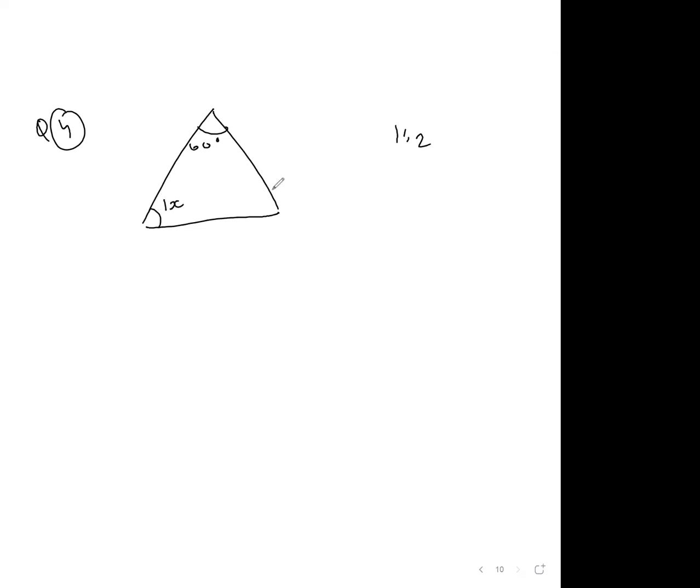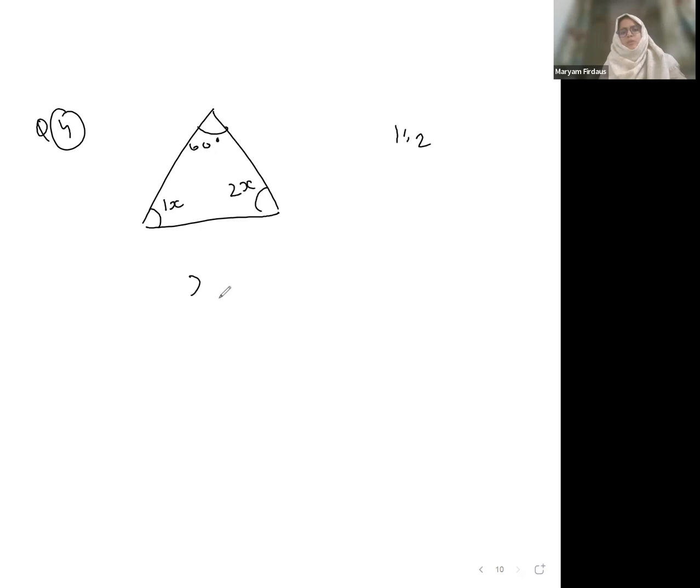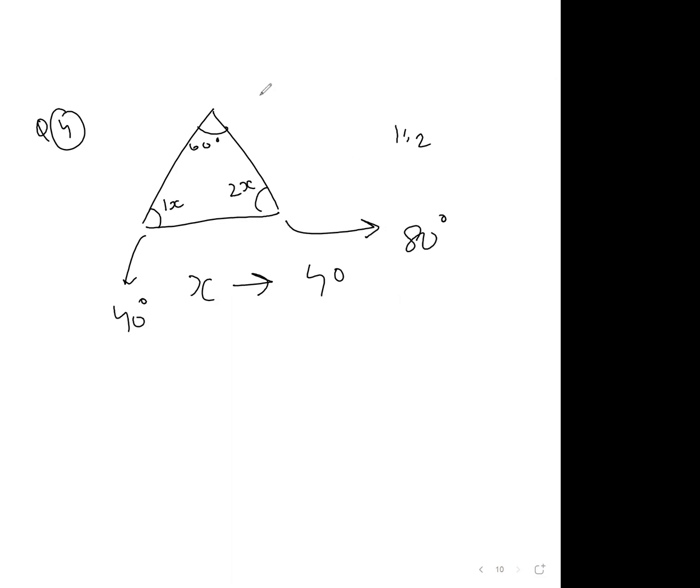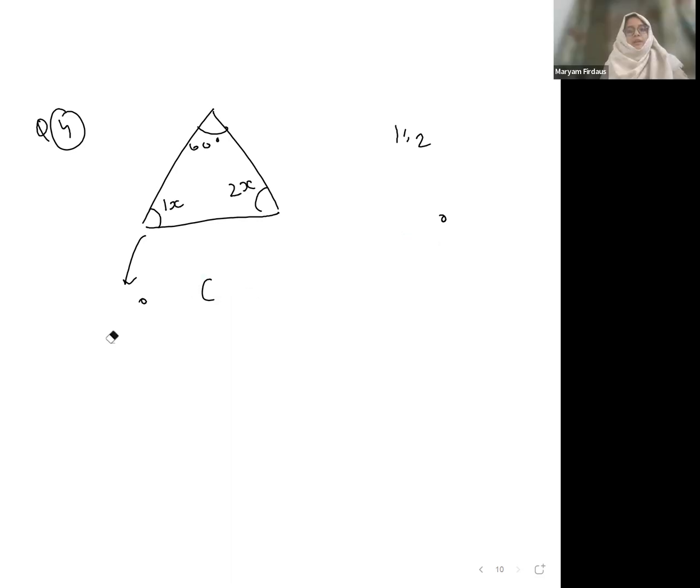So, question number 4. There's a triangle. One angle is 60 degrees and the other two angles are in the ratio 1:2. That means if this is 1x, then the other will be 2x, right? X could be anything. Let's say x is 40. Then if this angle is 40 degrees, the other one will be 2 times 40, which is 80 degrees. So x could be anything, but your ratio will remain the same. That's why we write it as 1x and 2x.